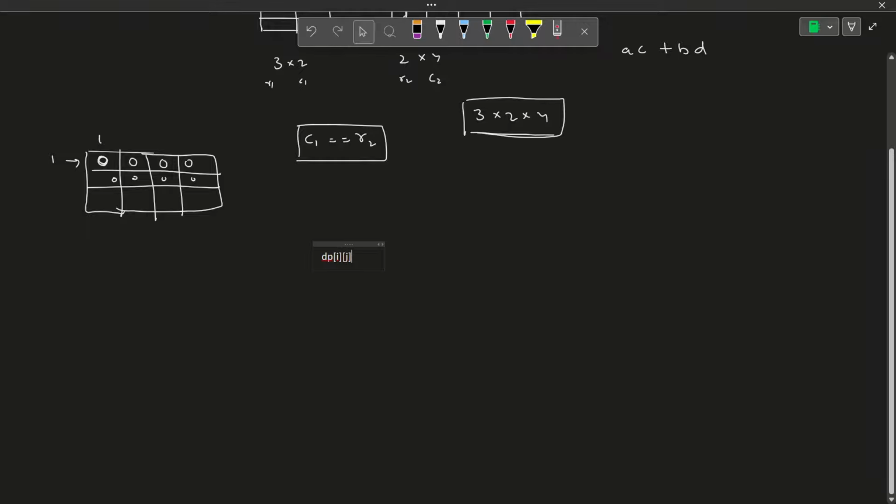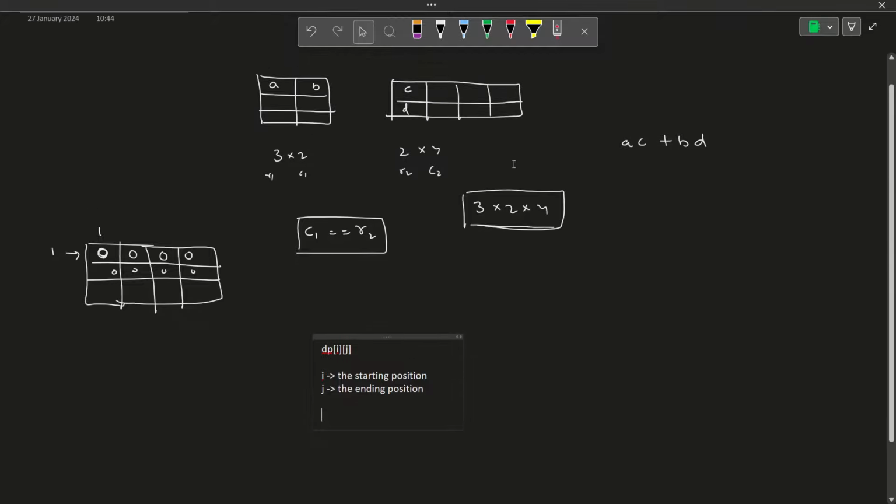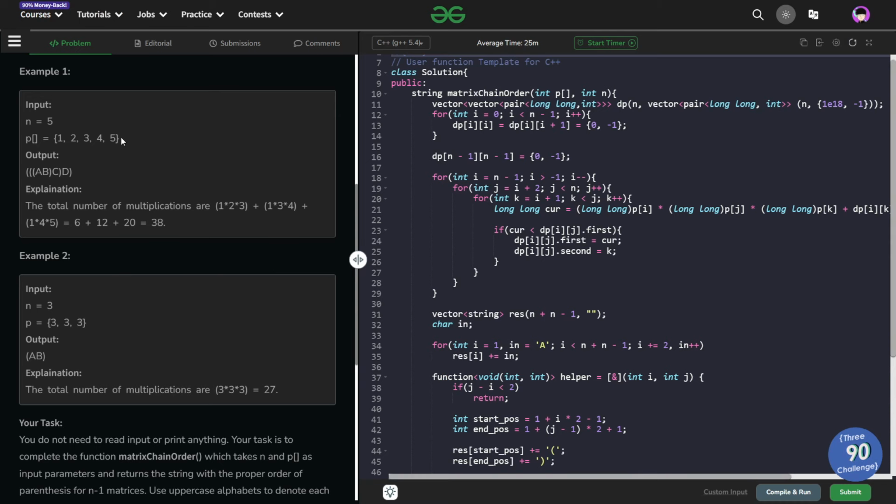What I am going to do is store my answer in dp of ij, right? So this is going to be a two-dimensional dp vector where i denotes the starting position and j denotes the ending position. We'll discuss what the starting and ending positions are, but let us just know that there are two values i and j, right?